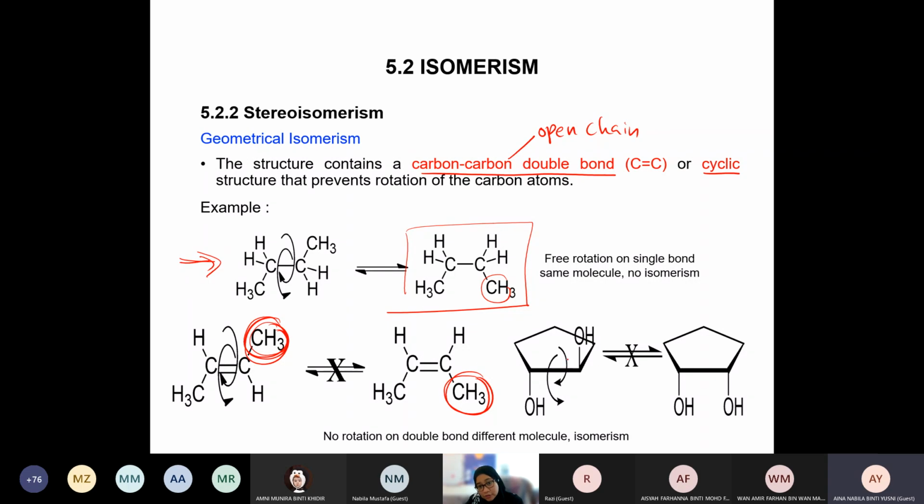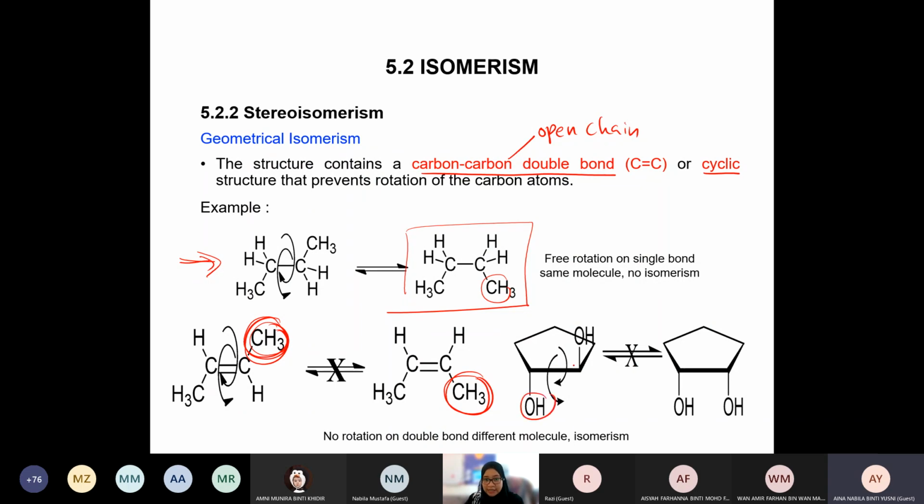Okay, same goes to cyclic. Cyclic pun problem because dia dah end to end dia dah bercantum kan, end to end dia dah meet. Dia dah meet with the carbon, they meet with one another. So bila nak berpusing tu susah lah dia nak berpusing. It's not as easy as compared to open chain yang tak ada double bond. So it will be very hard, very limited or restricted to rotate. So it's not the same.